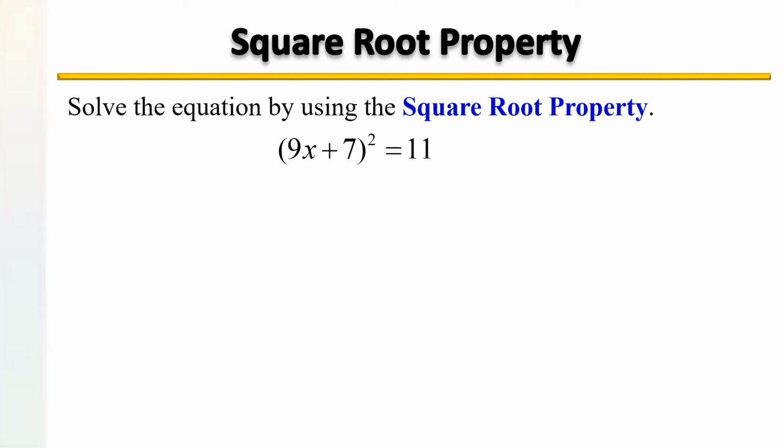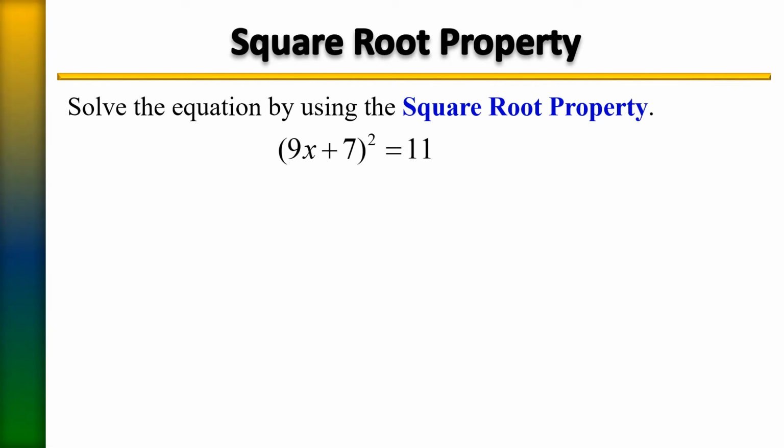In this example, we're asked to solve this quadratic equation using the square root property. Now recall, when you have a squared term isolated on one side by itself and the constant on the other side, we can use this square root property.